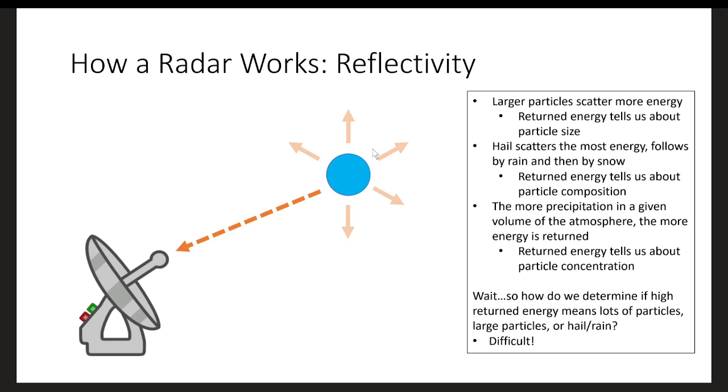And so the returned energy tells us about the particle composition. Usually if you have super high reflectivity, you've got either a lot of rain, really big raindrops, or you've got hail. The more precipitation in a given volume of the atmosphere, the more energy is returned. It doesn't just scan individual particles; it will scan a cubic area of volume to see how much is returned within this volume.